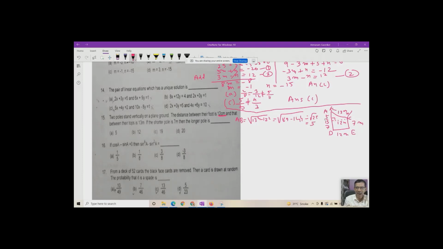Once you find AB as 5, then the length of the longer pole is AB plus BD, and AB we have calculated as 5, BD is 7, so this will work out as 12 meters. So the correct option is answer B, that is 12 meters.